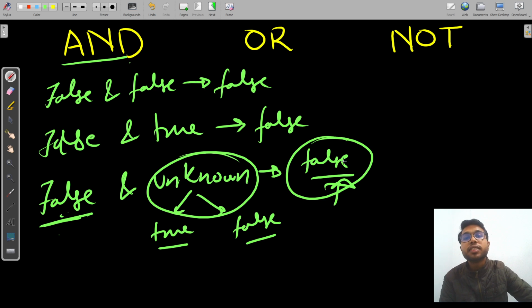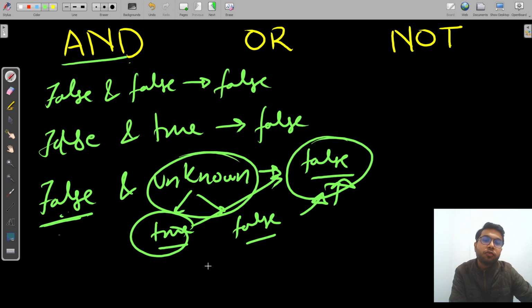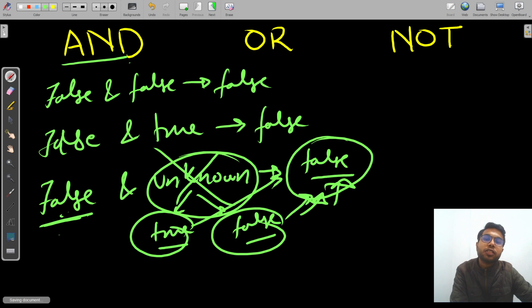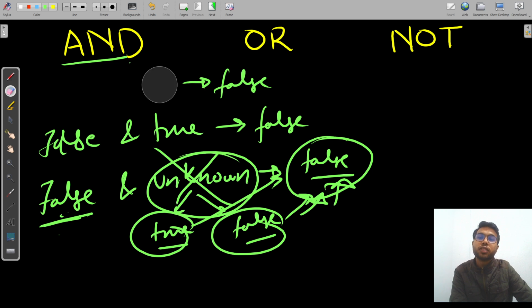I hope this is clear why this is happening. Unknown could have been anything. It might have been true, it might have been false, but it does not matter what unknown could have been. What matters is the output in both the situations results to a false. If it was true, my answer would have been false. If it was false, my answer would have been false. That means I don't care about this unknown. The answer must have been false. So hopefully that was clear.